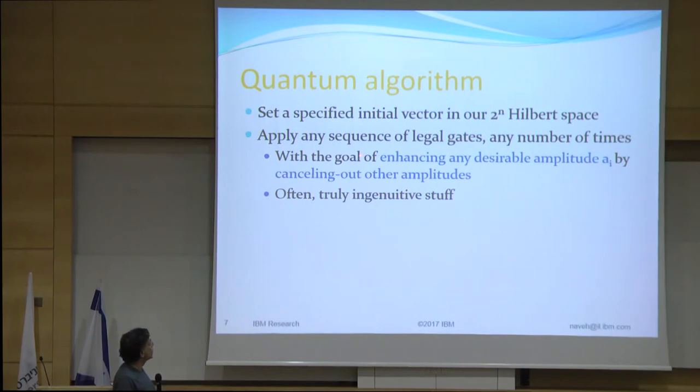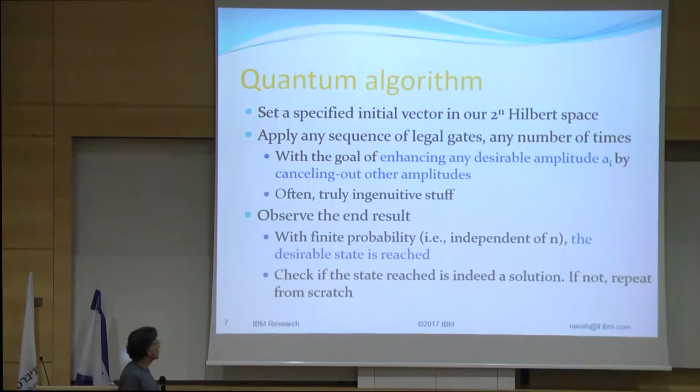And we have a goal. We have a goal if we want the algorithm to be powerful, to do what we want it to do. We want to enhance the desirable amplitude, of the thing that we want to observe, by canceling out all other amplitudes. So we want to apply destructive interference in order to reach constructive interference on the results that we want to see. And this is quite ingenious. Designing this algorithm is something that sometimes you see it and you say, wow, how did they? And then the next step is observe the end result.